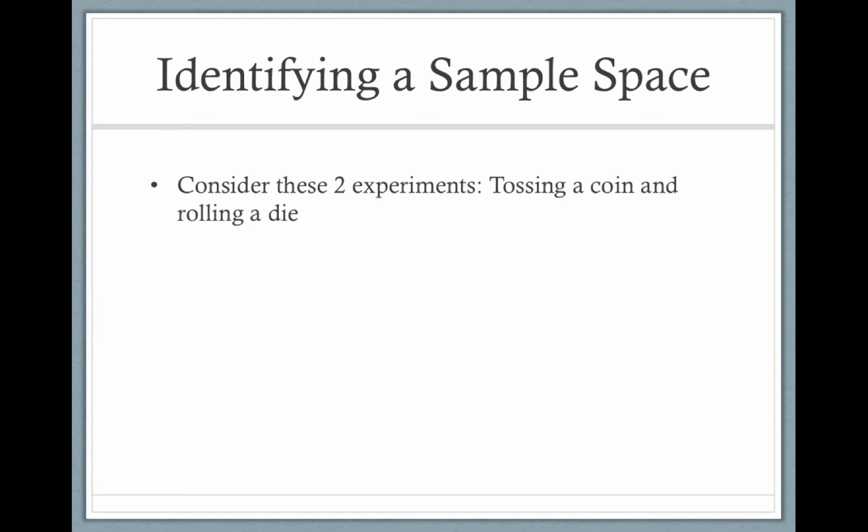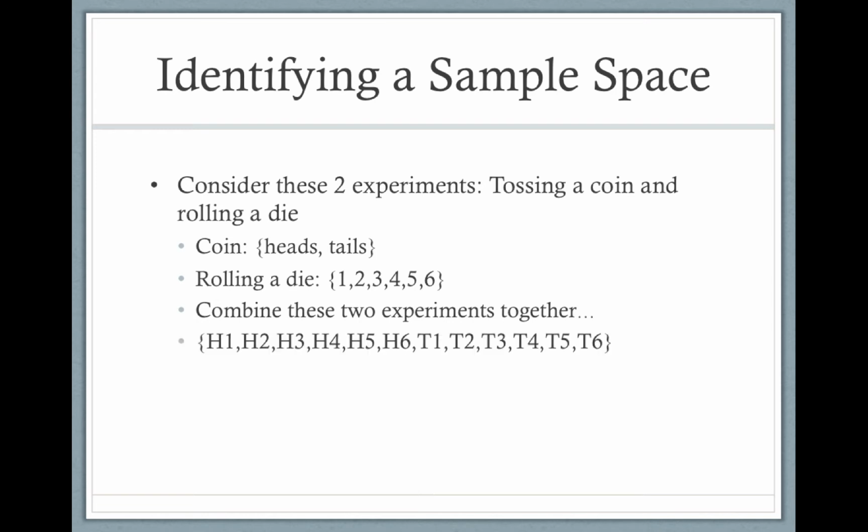All right, let's consider another one. Consider tossing a coin and rolling a die. Okay, well, when we toss a coin, we've only got heads and tails as our options. When we roll a die, we know we've got the numbers 1 through 6. So what happens when we put these together? We end up with attaching heads to all the faces of the die. So we have heads 1, heads 2, heads 3, heads 4, heads 5, and heads 6. Then we do the same thing starting with tails, and we take tails and attach it to all the faces of the die. So we have tails 1, tails 2, tails 3, tails 4, tails 5, and tails 6.